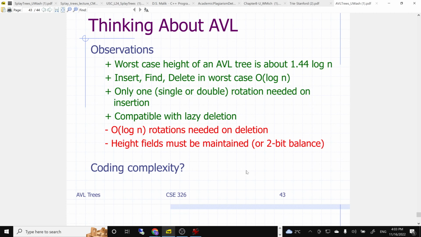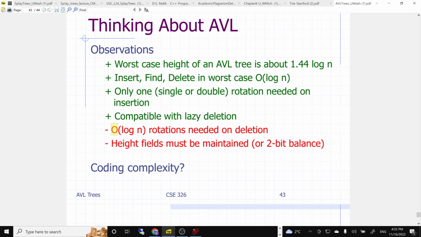If the height is 1, you have at most 3 elements, right? Height 2, at most 7 elements. Height 3, at most 15 elements, right? You can prove that. So log n rotations. On deletion, in the worst case scenario, you might need an upper bound of log n rotations on deletion.